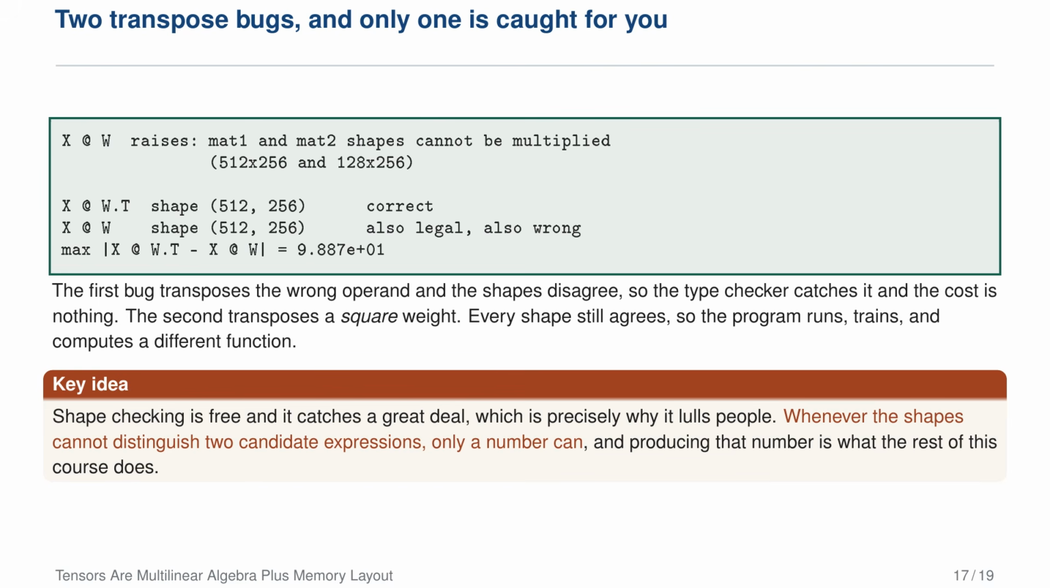So shape checking is free, and it catches a great deal, which is precisely why it lulls people. Whenever the shapes cannot distinguish two candidate expressions, only a number can, and producing that number is what every remaining lecture in this course does.